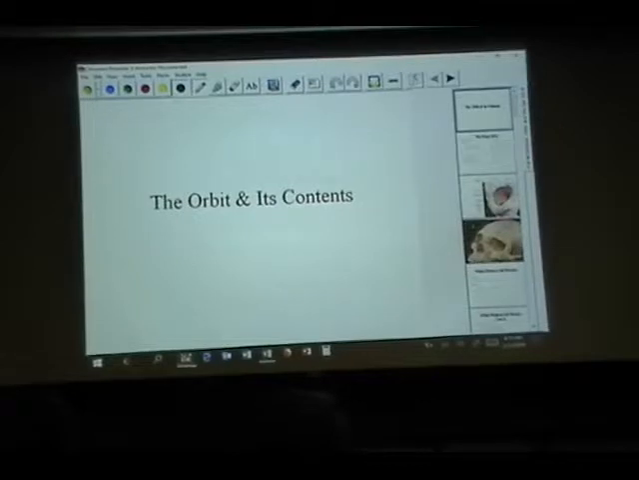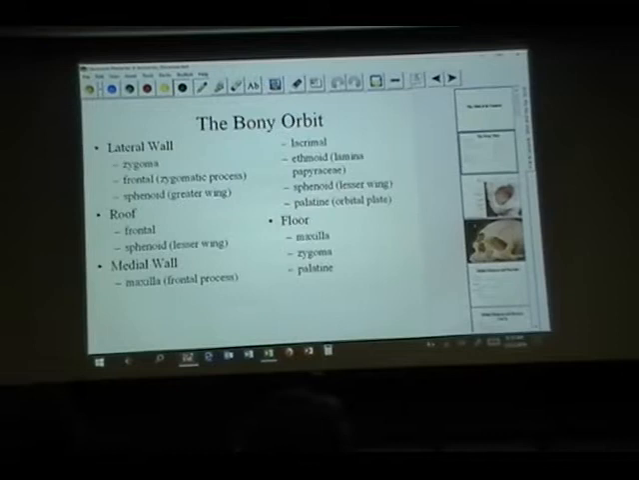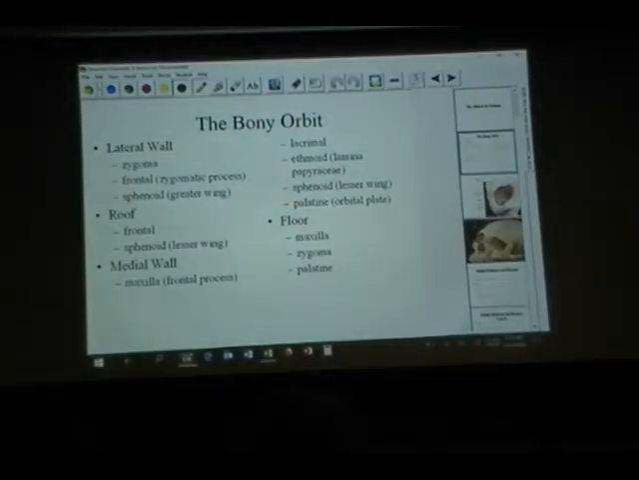What's going on there within the orbit. If you remember, there are a lot of bones, actually 7 bones that make up this space. And it is not really square, but it has 4 walls.